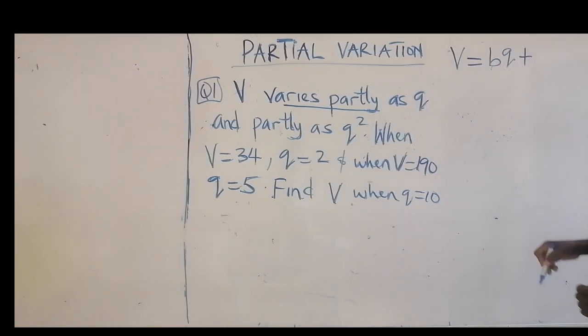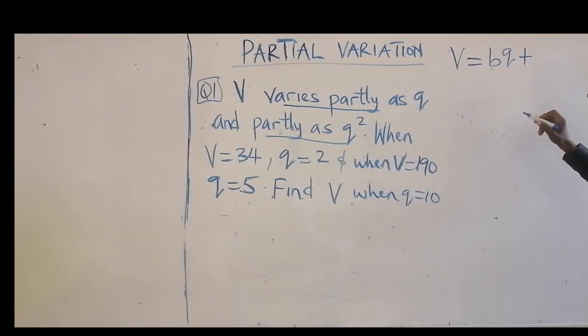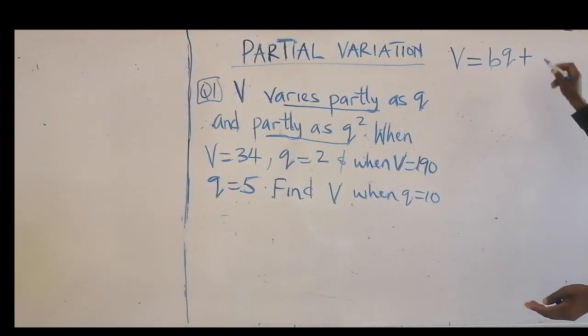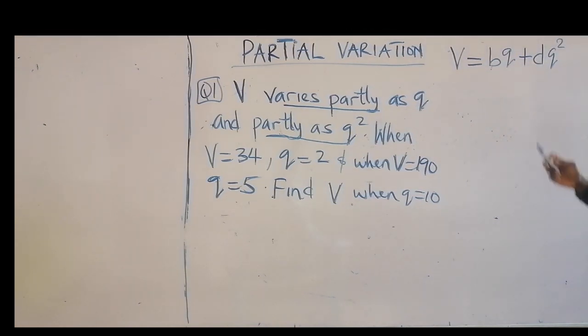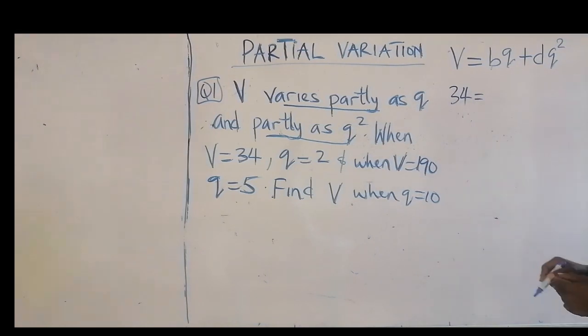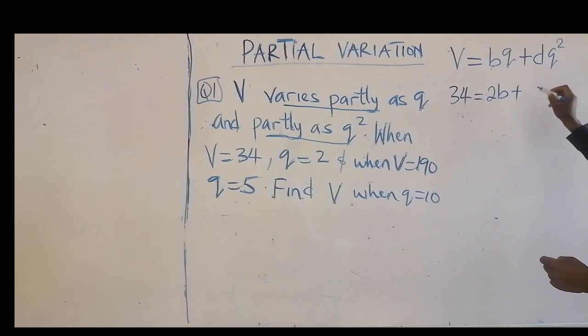And that's plus, partly as q squared. Another constant must be introduced, so I can use d q squared. If you observe, your variable is the same, it's only the constants that are different. So what we have now is to begin to substitute. When v is 34, q is 2. That will be 2 times b, 2b, plus d times 2 squared, that's 4d.